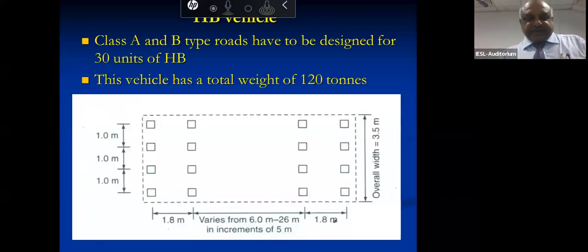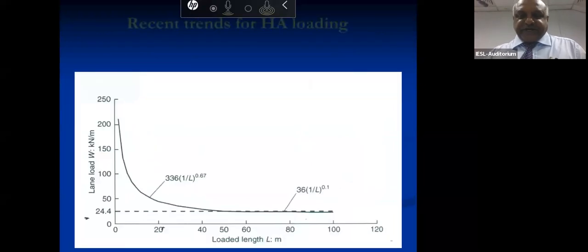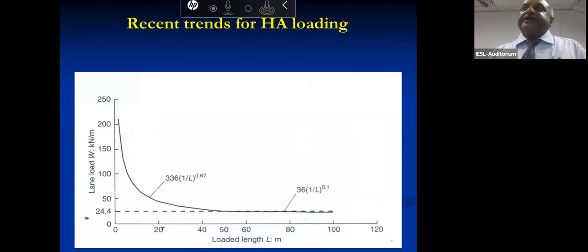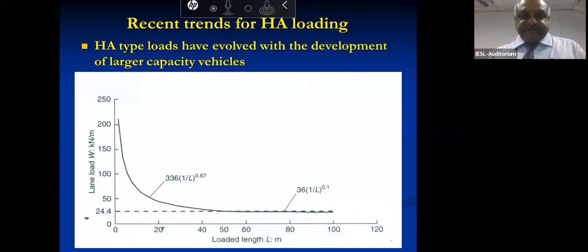So the total vehicle has a total weight of 120 tons. And this is 2006, and you can see that the ceiling on 30 kilonewtons per meter has been removed. And this is a huge load, much higher than the 1978 loading. They adopted it in 2006 in England to cater for the fact that they have the Channel Tunnel, that is the rail link between Europe and England, so that they started getting heavier trucks to England. So to allow for that, they went for this particular loading in 2006.